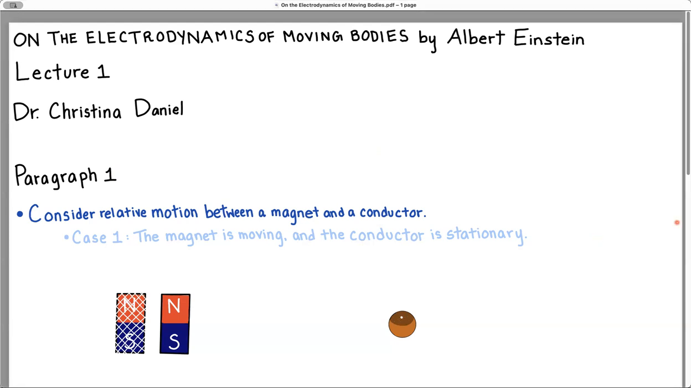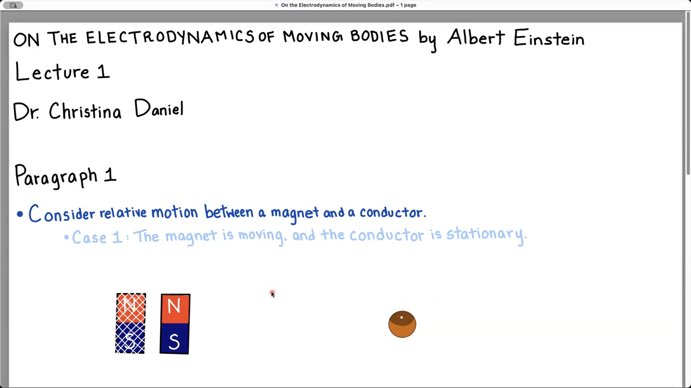Einstein proceeds to describe a specific physical situation, which is the relative motion between a magnet and a conductor. If you are new to physics, a conductor is something that allows for the flow of electricity. Here I have drawn a spherical conductor, or a conductor that is a sphere. Copper is a material that allows for the flow of electricity, or the flow of electrons. So that is why the color of the sphere is brown or copper.